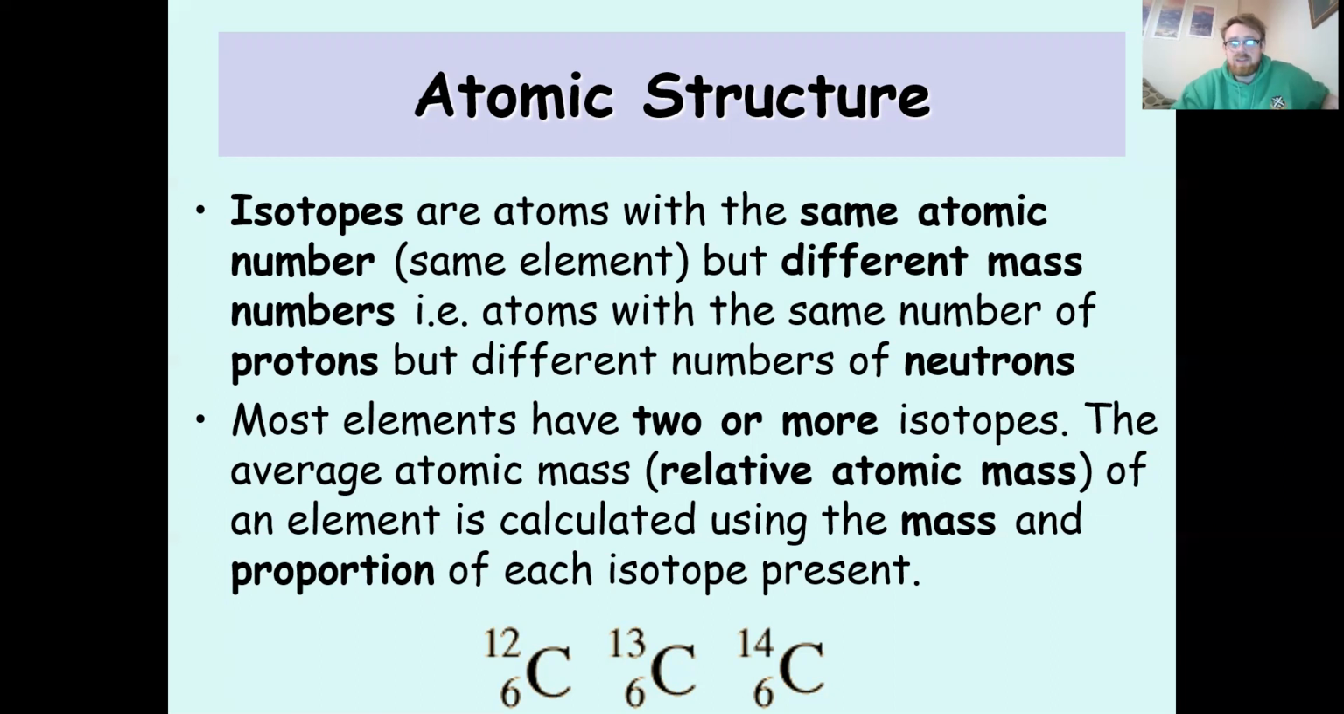And the average atomic mass is calculated using the mass and proportion of each isotope present. So the relative atomic mass of carbon is 12. What that means is that the abundant isotope in carbon is carbon 12, because the relative atomic mass is closer to that isotope. If it was 13, you could say that this one would be closer. And if it's 14, you would say this one would be more abundant. Remember, whichever one the atomic mass is closest to is more abundant. If it's slap bang in the middle, then they're both equally abundant, 50-50. Okay.